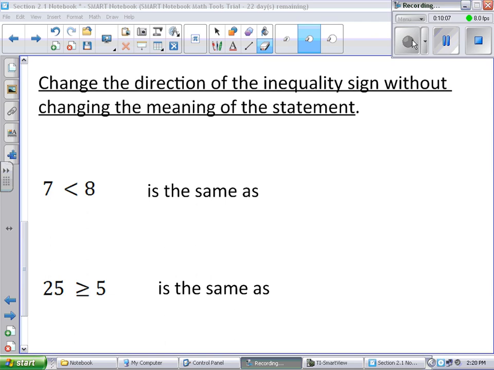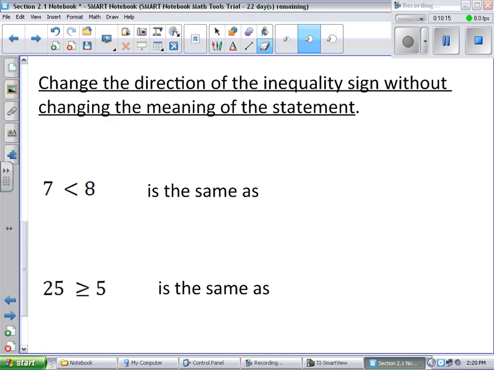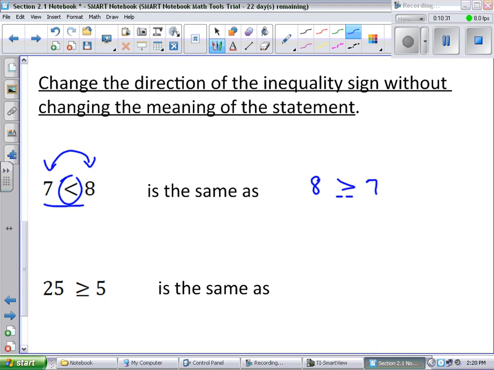Change the direction of the inequality sign without changing the meaning of the statement. 7 is less than 8 is the same as, okay, we're going to reverse the numbers. We'll put 8 on the left side and 7. If I reverse the numbers, I need to reverse the symbol. Notice in the first inequality, the little end was pointing toward the little number 7. In the second inequality, it's pointing toward the number 7. I copied an equal sign down there, and I did not need it.